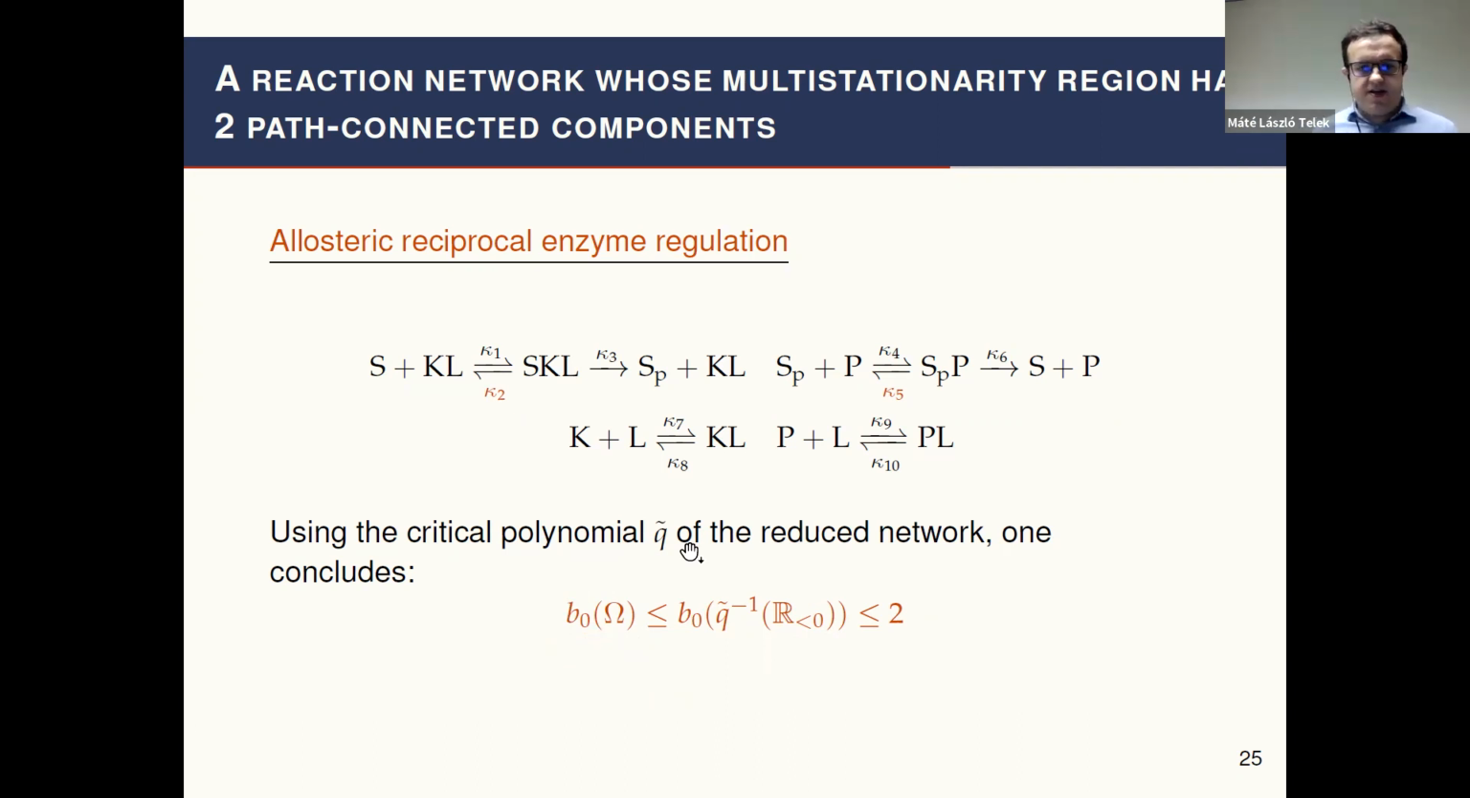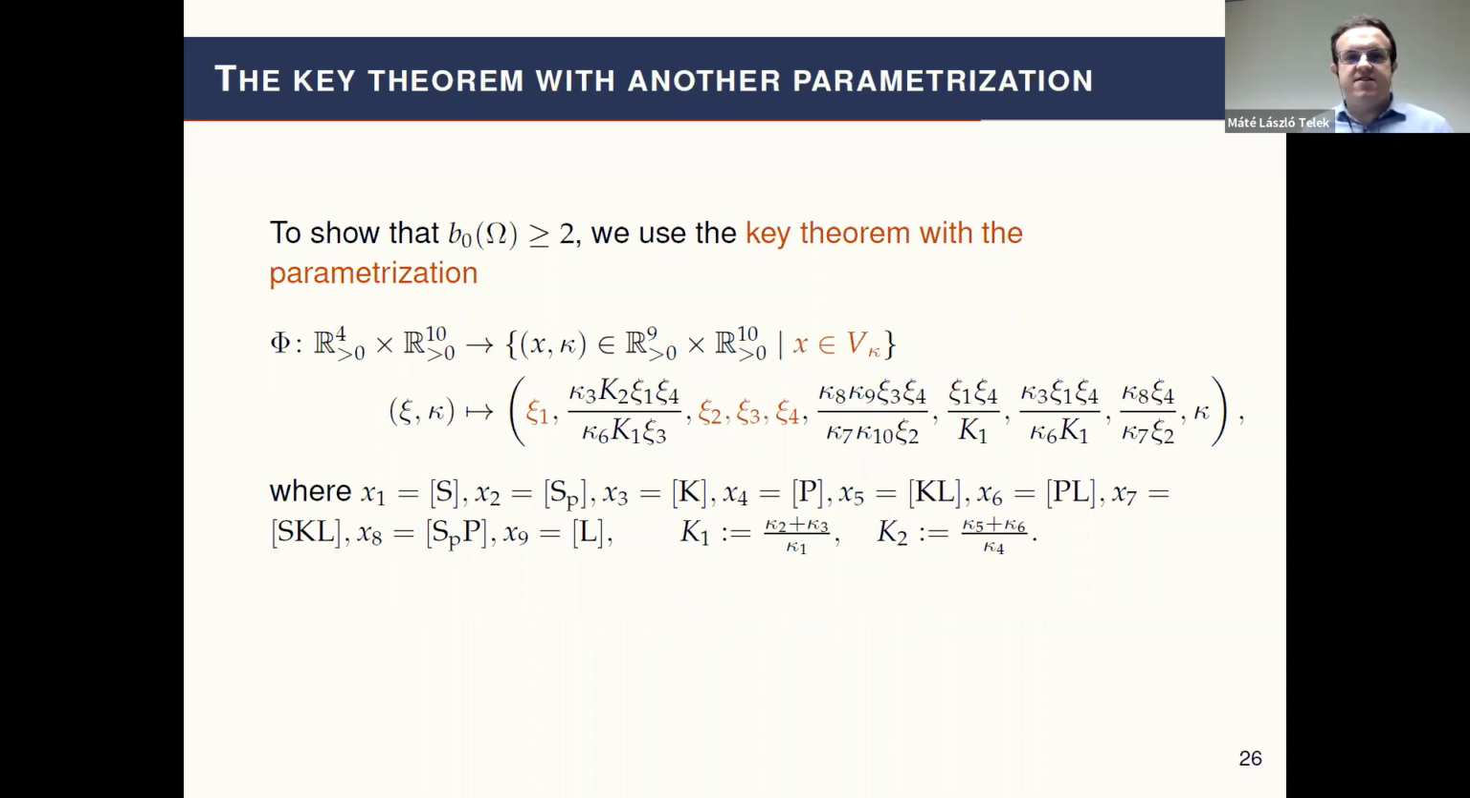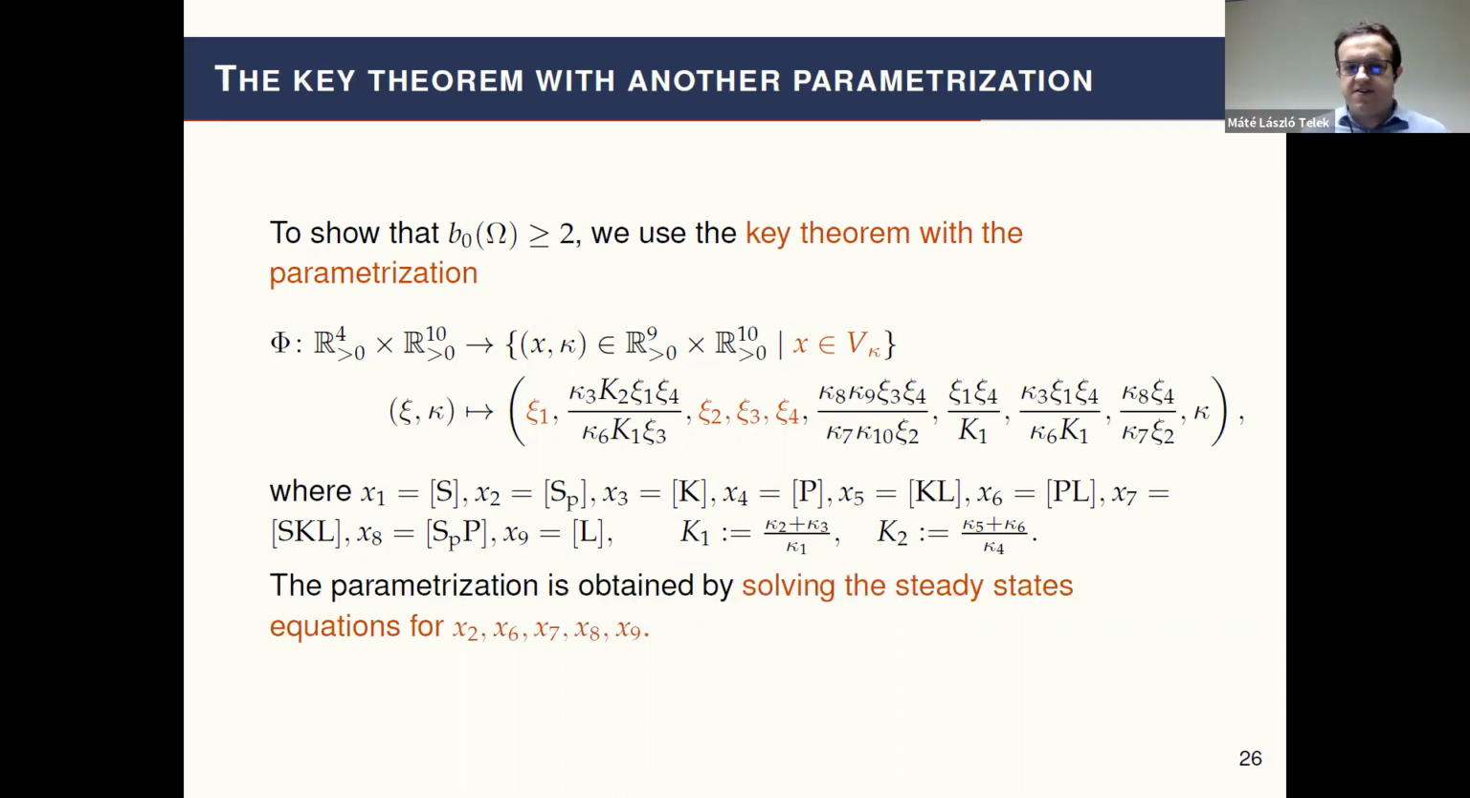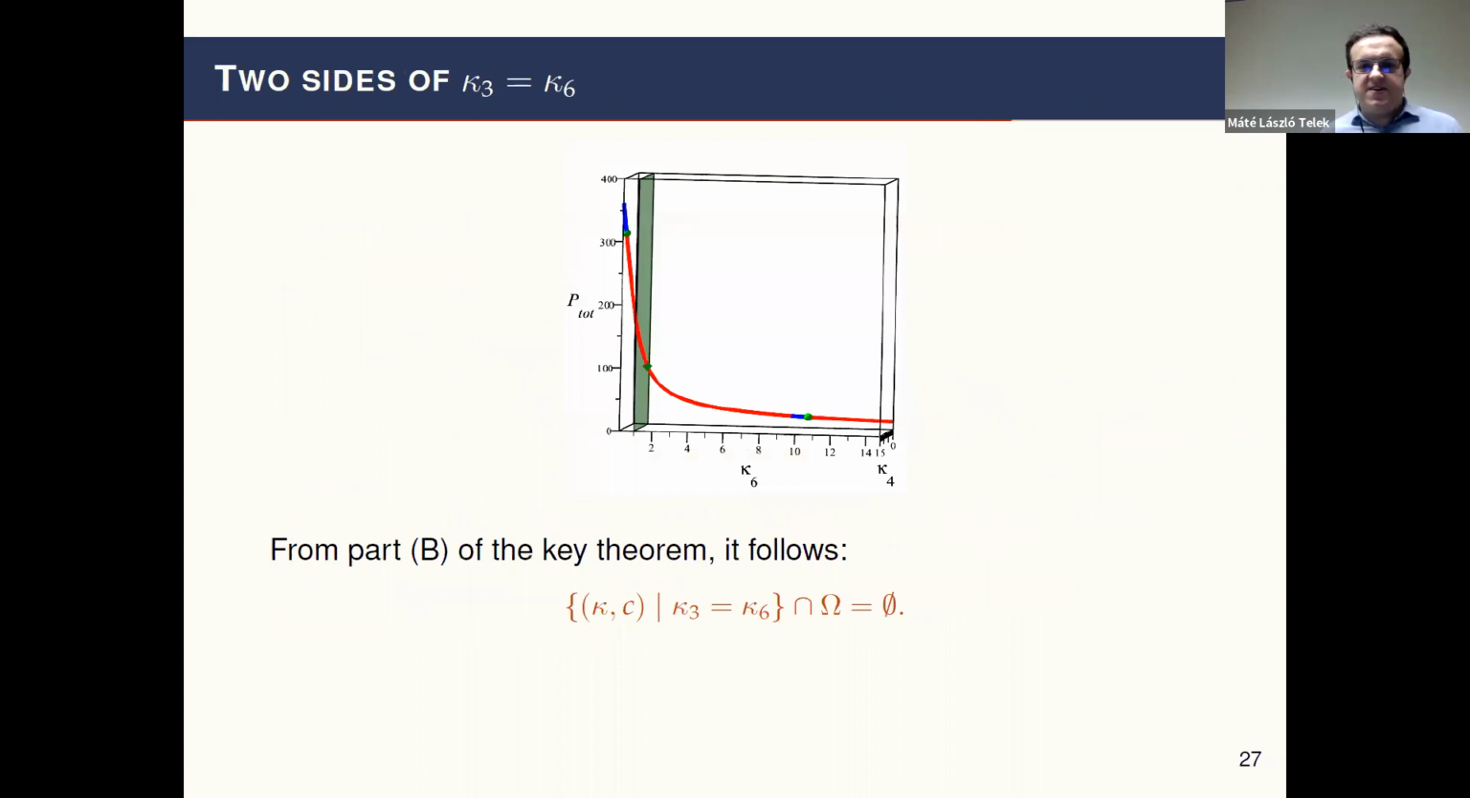And how can we show that? Well, for that, we have to look at the key theorem again with a different type of parameterization. Here you can use this monomial parameterization, which is obtained by just solving the steady-state equations, like Carsten was telling us before. In that way, you get a nice parameterization of the steady-state variety. And using the key theorem that I showed you before, part B implies that the parameter pairs (kappa, c) such that kappa 3 is equal to kappa 6 are never contained in the parameter region of multistationarity. In the picture, we fixed all but these two parameters, and we fixed kappa 3 to be 1. So here we have this nice hyperplane where kappa 3 is equal to kappa 6. And by part B of the key theorem, there are no points from omega on this hyperplane.